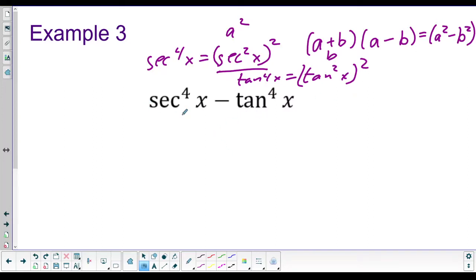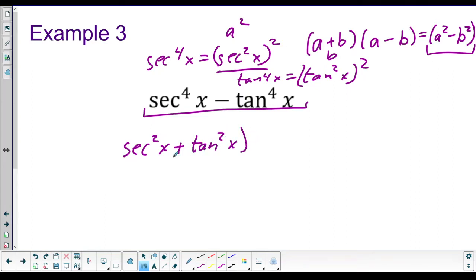So we can factor this thing the same way you know how to factor a difference of squares. This is going to be secant squared x plus tangent squared x. And then this is going to be secant squared x minus tangent squared x. Okay, wonderful. Now, this isn't any simpler either, but let me show you some more tricks.